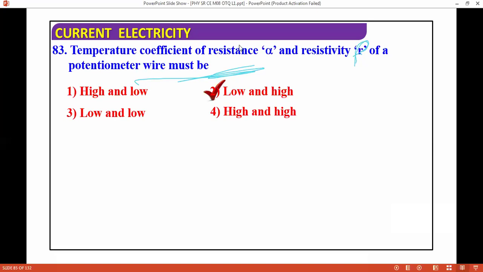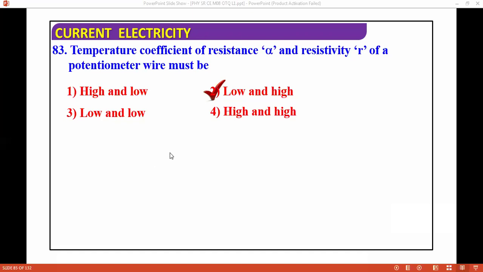So basically, the temperature coefficient of resistance alpha should be low, and the resistivity should be high, for the potentiometer wire. You can justify yourself by many means. There are so many ways people justify each other.